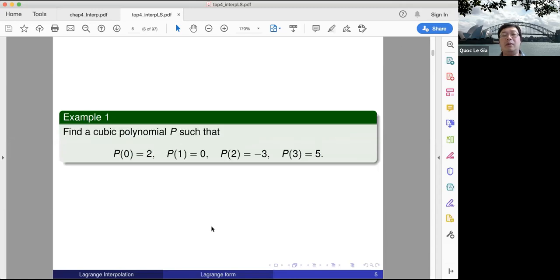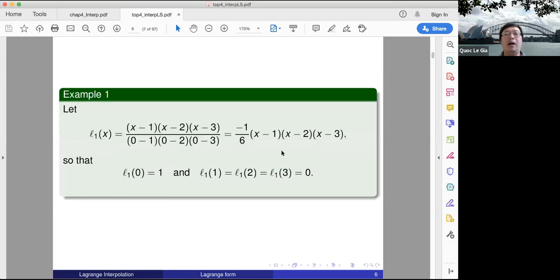But there is another way which doesn't use linear equations. This one was proposed by Lagrange, a French mathematician back in the 19th century. He said, I don't want to solve linear equations. Suppose I have 10 linear equations, that's too many equations. I don't want to do it. So he proposed this method, and now this method is named after him. Let L1, where L stands for Lagrange, be defined like this.